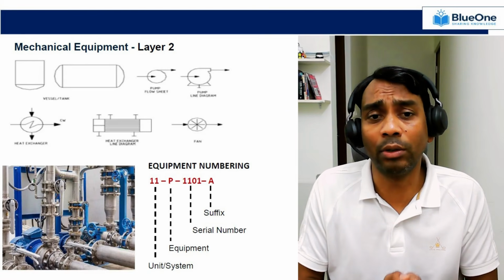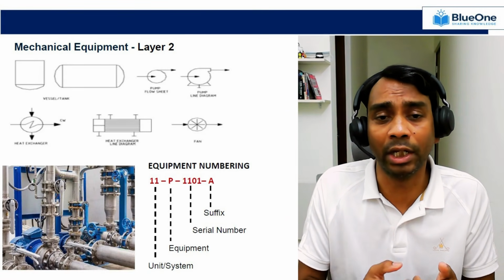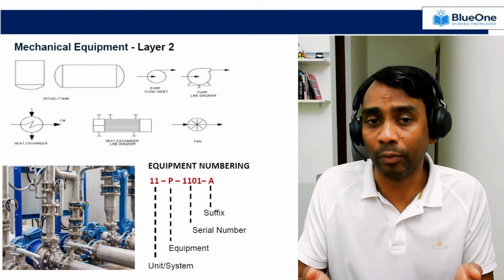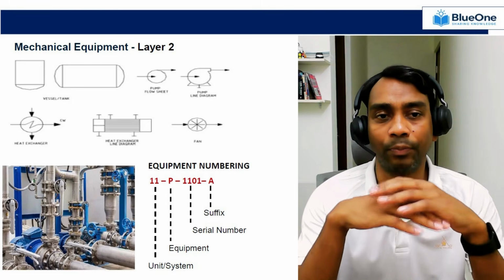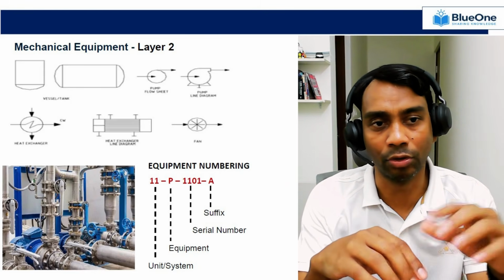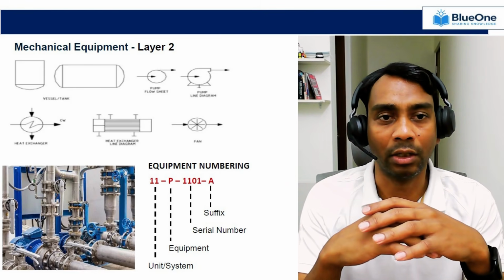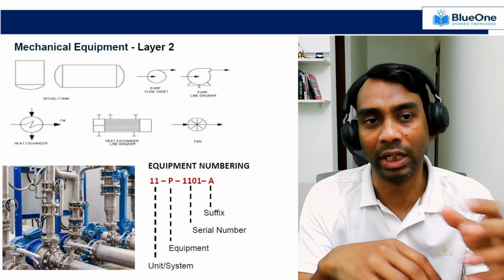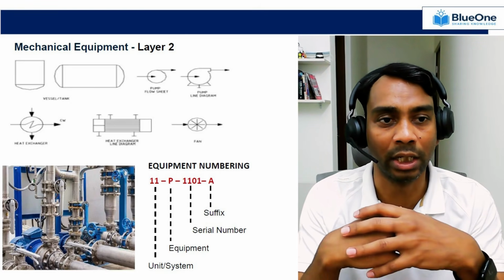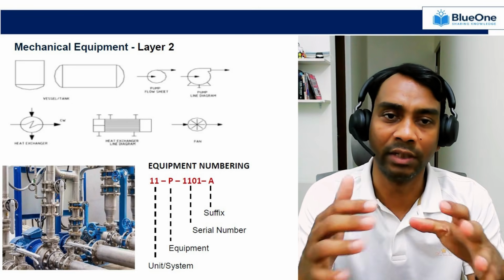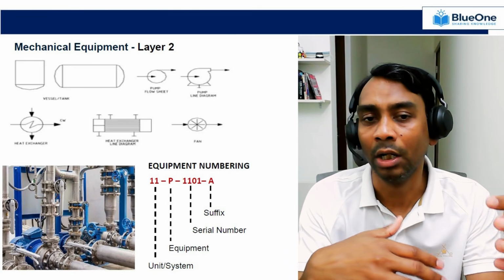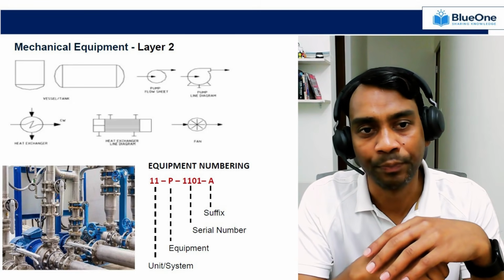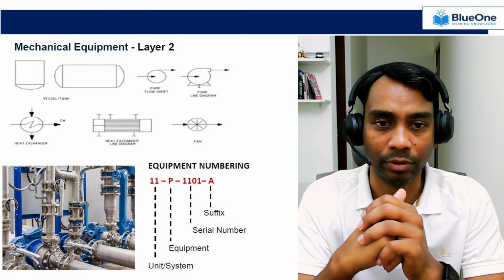Now, how to navigate or identify the equipment? When you go to the legend sheet, you will see the equipment symbols. I have taken some of the symbols here. You can see the vessels, the pumps, and the heat exchangers. In the same way, we'll have multiple symbols as per ISA 5.1 or as per your plant philosophy, and you can easily navigate through that.